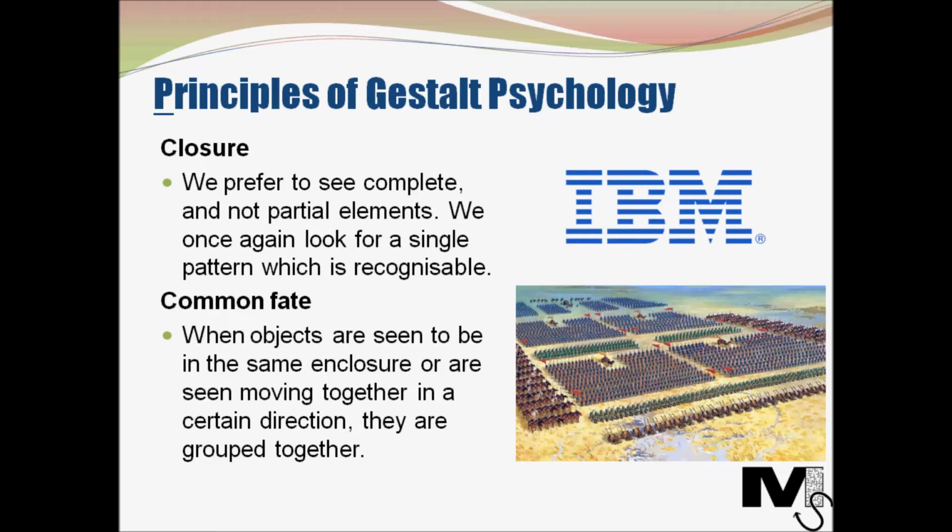The next principle is the principle of closure. This principle refers to our preference to see complete and not partial elements. We once again look for a single pattern in our mind which is recognizable. The McDonald's logo example can be used again, as it also works on our tendency to close the logo, as we saw previously. Or if you look at the IBM logo, for instance, it has been designed in a way that you actually need to complete the logo in your mind. It's deliberately designed in that way.